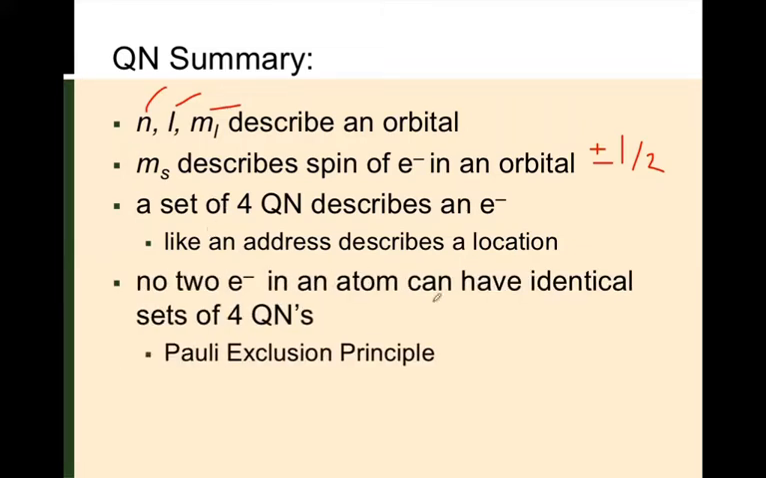So no 2 electrons in an atom can have identical sets of 4 quantum numbers. This is the Pauli exclusion principle. One of the ways that it can be formulated is to say that no 2 electrons can have the same set of 4 quantum numbers. So that means each orbital can hold 2 electrons. And inside that orbital, one must be spin up and one must be spin down, or one must have MS of plus a half and one must have MS of minus a half.